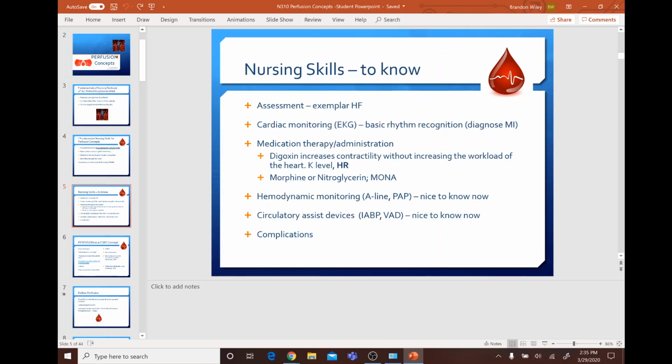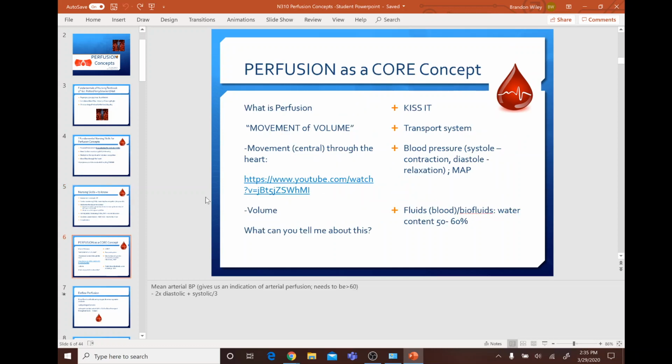So, with cardiac monitoring, the basic rhythm recognition helps diagnose MIs, EKGs. And you also have med therapies, different ones. We'll go over these later. Those aren't that important. We know perfusion. Basic definition is movement of volume. It's like movement central to the heart and volume. You have to keep it simple.